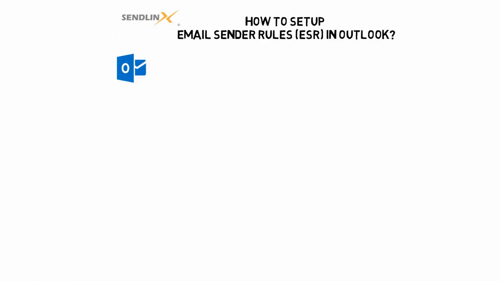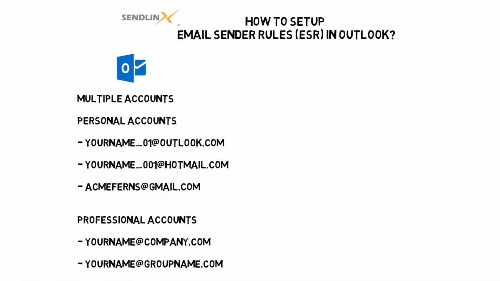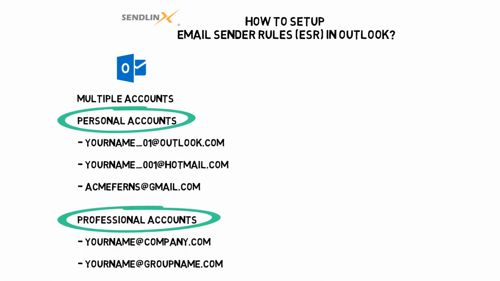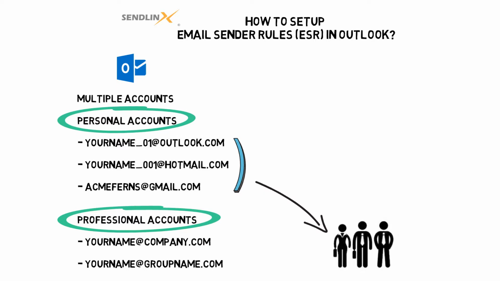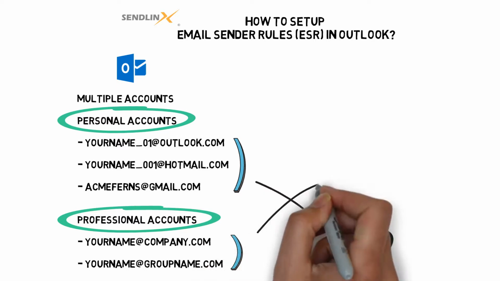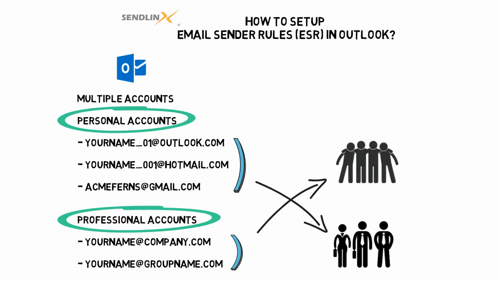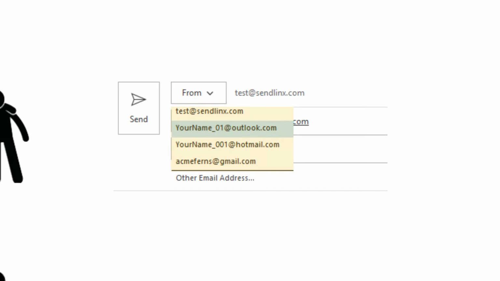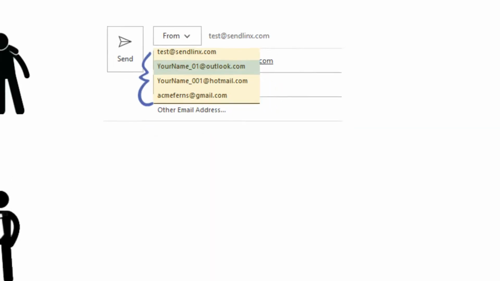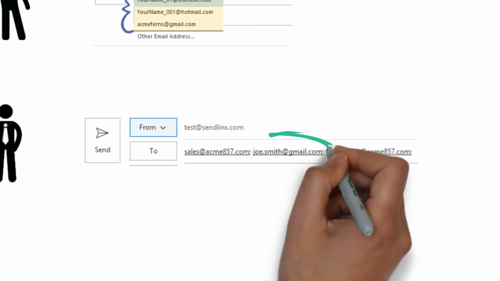You may have multiple email accounts configured in your Outlook, both personal and professional. Sometimes you may accidentally send emails from your personal account to your professional contacts, or you may send an email from your professional email account to your personal contacts. This may be caused by accidentally selecting the wrong account to send an email from, or because we specified the wrong recipient email.